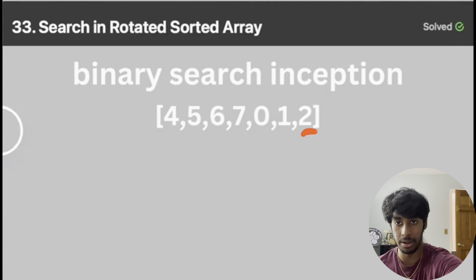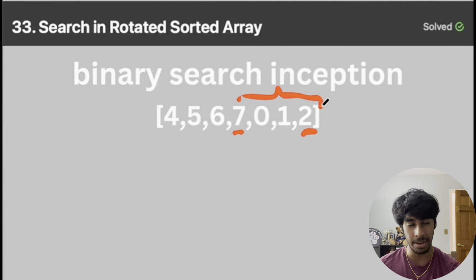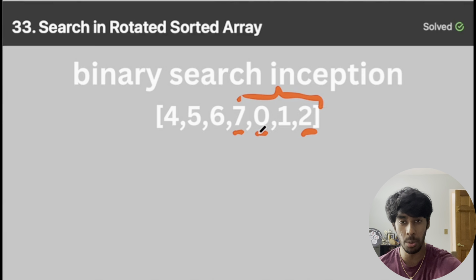And then we do this again. So now 7 becomes a left pointer and 2 is still the right pointer, and the pivot index must be somewhere in this range. So now once again, we find the middle between these 2 values. In this case, it will be 0. We compare 0 to the previous element in the array, and we find that 0 is less than 7. So that means 0 itself must be the pivot index. The pivot index is right here.